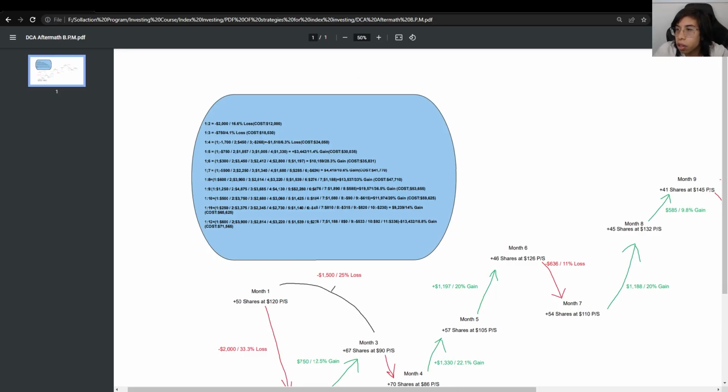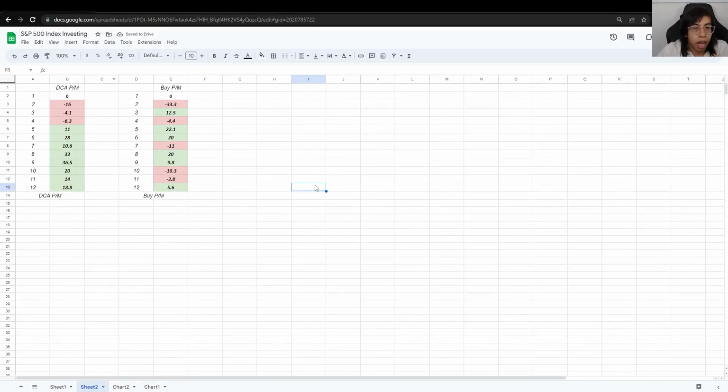And I actually have this here, so you guys can see this a bit more easily. Look, I have this here on the spreadsheet. This represents the dollar cost averaging section, and this over here is just buying if you only bought on that month. So you can see that month 5 was an 11% gain. You can know these numbers are percentages, same as this one. So this is a 28% gain on the 6th month. On the 7th month, it's a 10.6% gain.